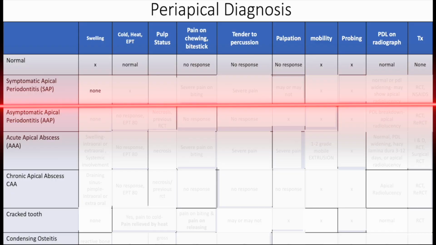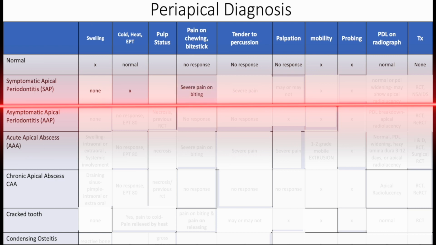Symptomatic apical periodontitis, patient has symptoms, that means patient has pain. So cold, heat and EPT may give me a result, may not give me a result depending on the pulpal status. So I'll leave this alone. There's a cross on it. Pulp status, I don't care about it. Whatever it is, the patient's complaint right now is that when I'm biting on something, I have pain. So what does that mean?